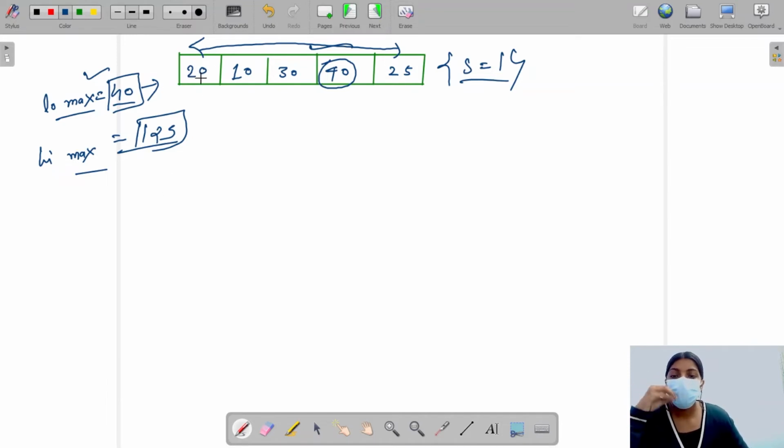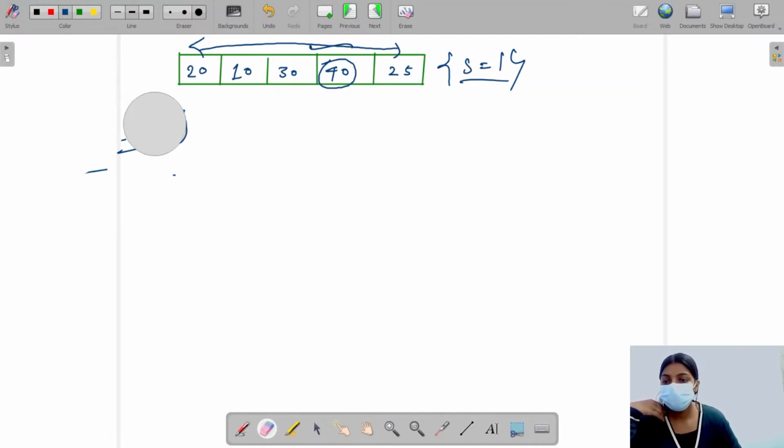So it should have the capability of reading at least the book with the maximum pages, and I can increase the load also, right? So my maximum load is going to range between 40 and 125. Okay, I am just setting a range here. So let's see how I am going to apply binary search here. Now let's just erase this.